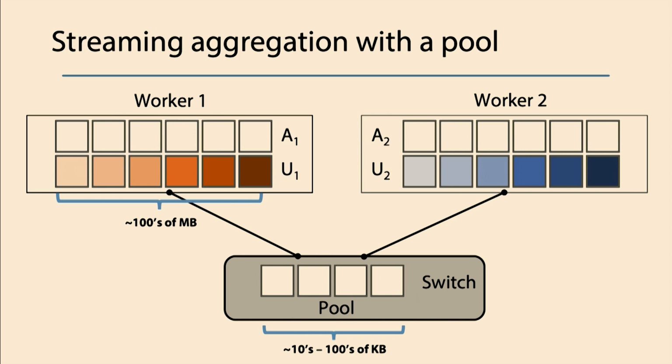So to do aggregation, we first fill all of the available pool slots. As each worker's updates are received for a particular pool slot, it's added to the current sum. And when a particular pool slot has received all of the updates it's expecting, it then broadcasts that sum out to the workers. That frees up the slot and tells the workers that that slot is available for reuse for further aggregation. And this process continues until we have aggregated the entire update vector.